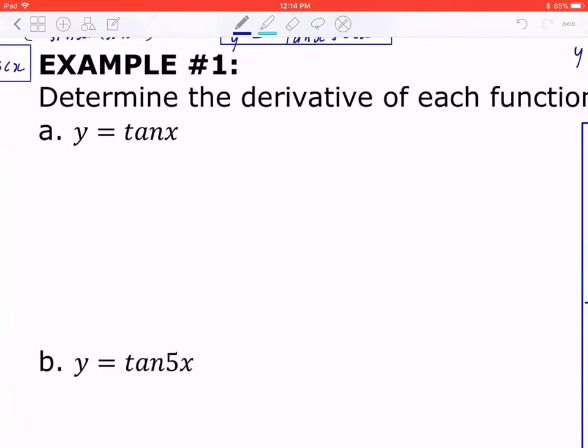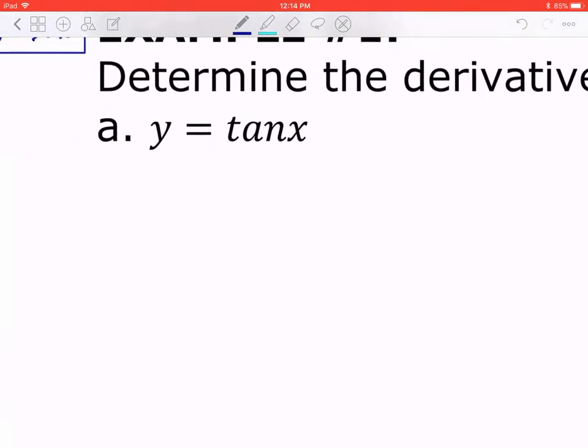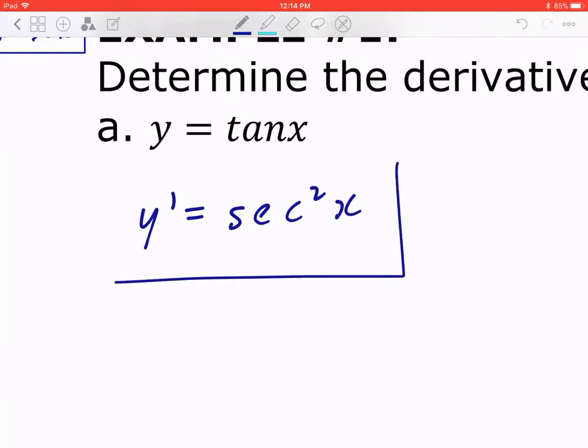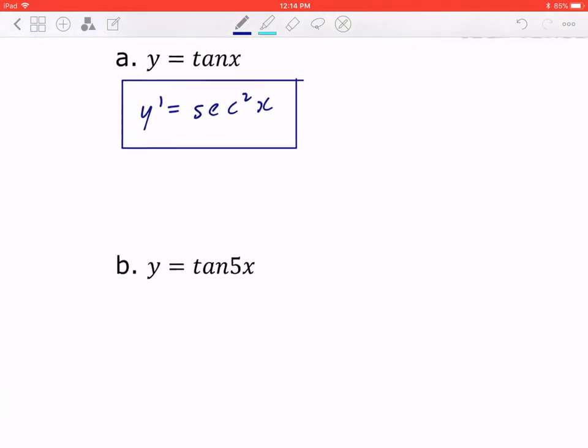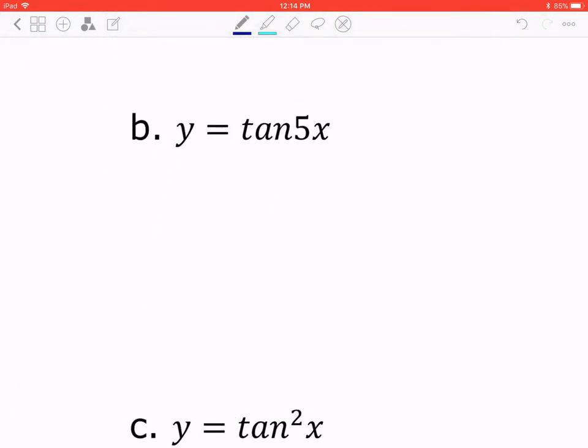Back to example 1. Determine the derivative of each function. So again, if y equals tan x, y prime is secant square x, that's it. You're done. Part B, if y equals tan of 5x, y prime equals secant square of 5x times the derivative, which is 5.